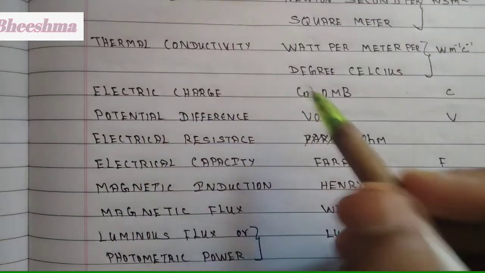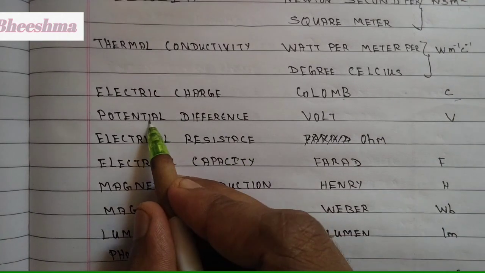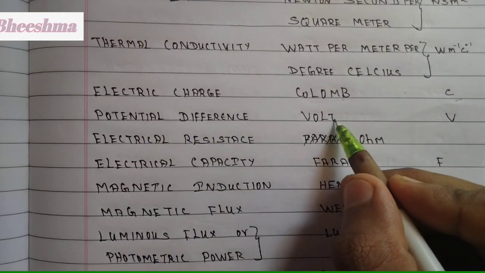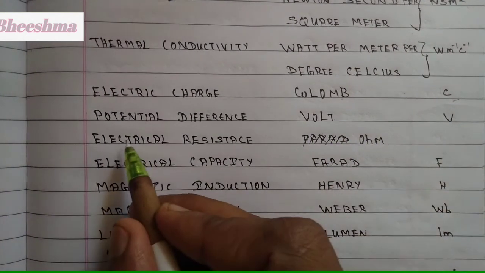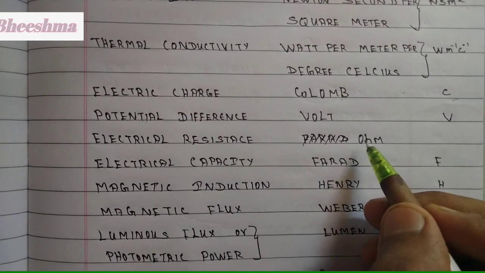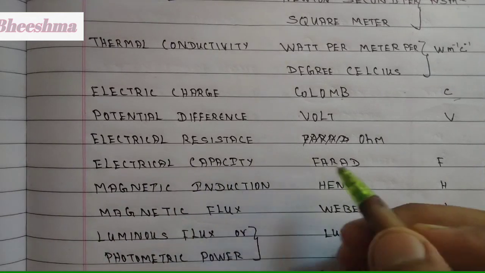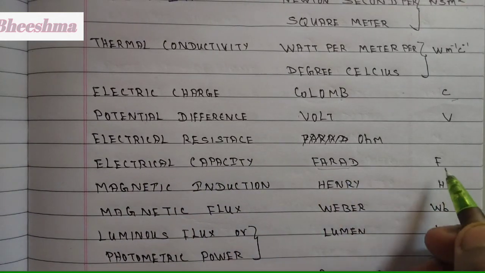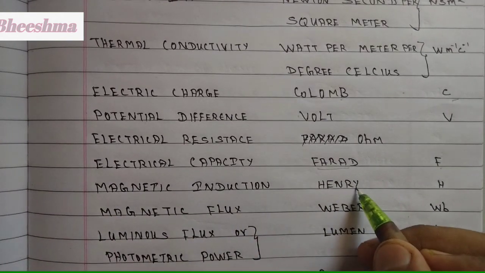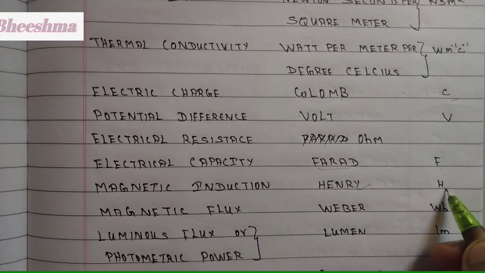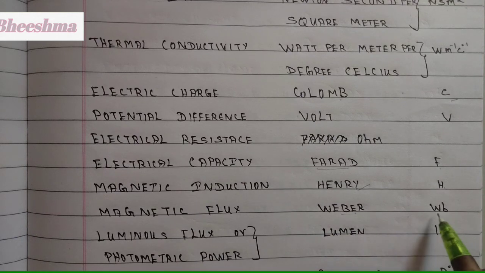Electric charge, the SI unit is Coulomb. The symbol is C. For potential difference, the SI unit is volt, and the symbol is V. For electrical resistance, the symbol is ohm. For electrical capacity, the SI unit is farad and the symbol is F. For magnetic induction, the SI unit is Henry and the symbol is H. For magnetic flux, the SI unit is Weber and the symbol is Wb.